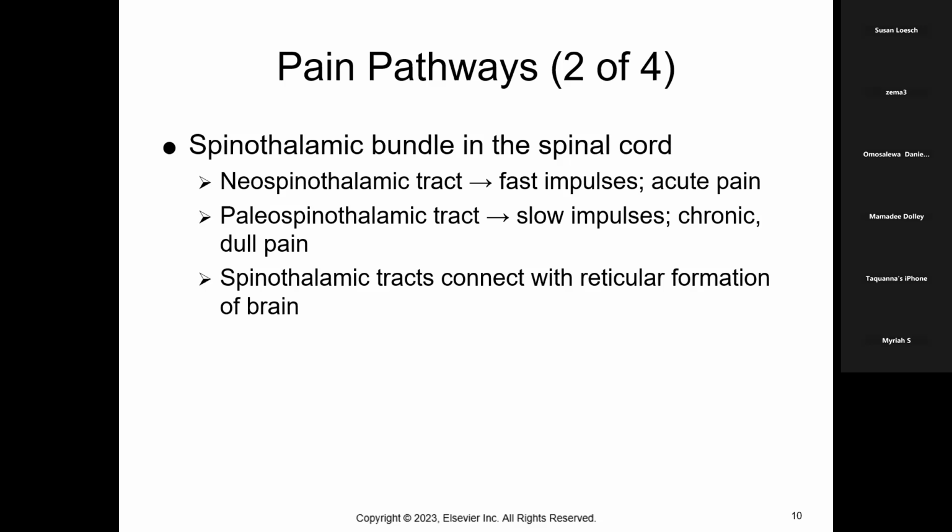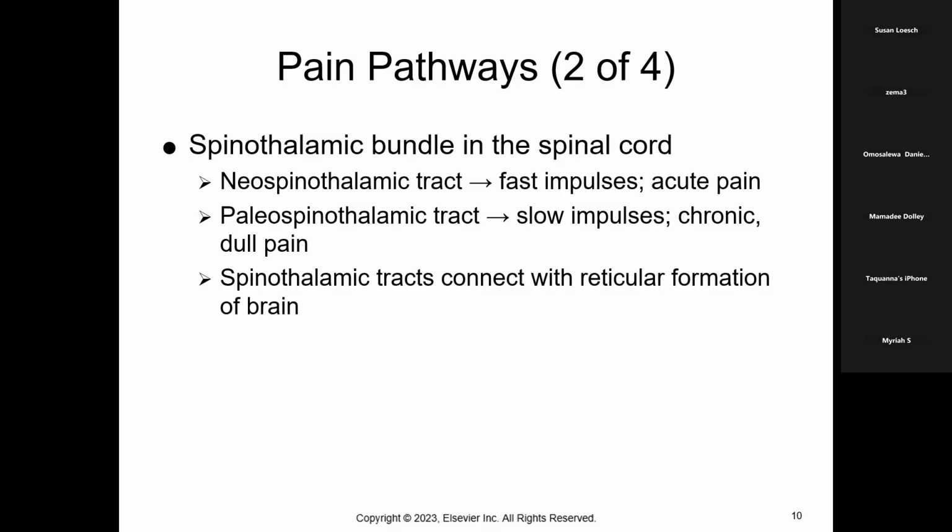So the neospinothalamic tract is going to send those fast impulses, that acute pain signal. Now, paleo is caveman, okay? The caveman ate a paleo diet, okay? So that's going to be that slower, older pain, that chronic pain. So the paleospinothalamic tract is going to be that slow impulse, that chronic, dull pain. Because our cavemen, they were slow and laid back and they ate that paleo diet. So that's how I remember those two.